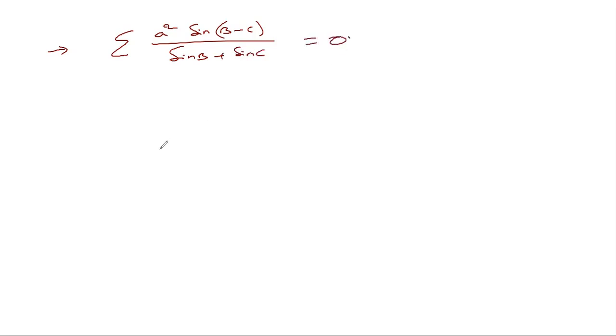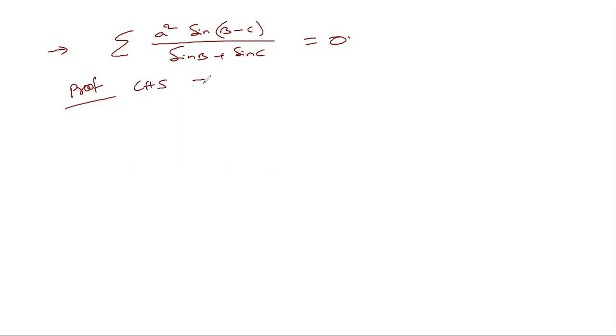Next note point: sigma a² sin(B − C) divided by (sin B + sin C) is equal to 0. This also becomes 0. Let us see how it is possible. Proof.